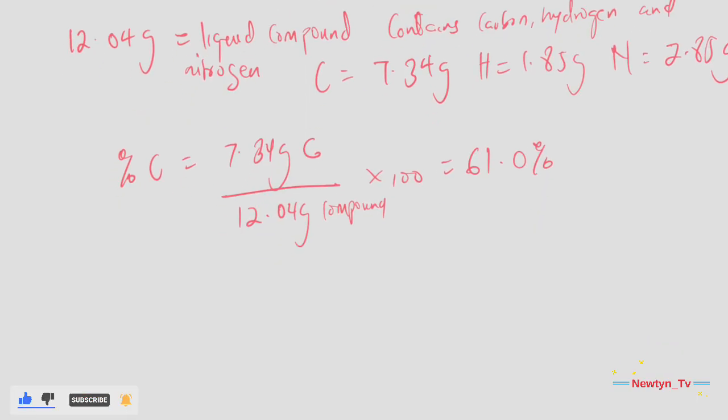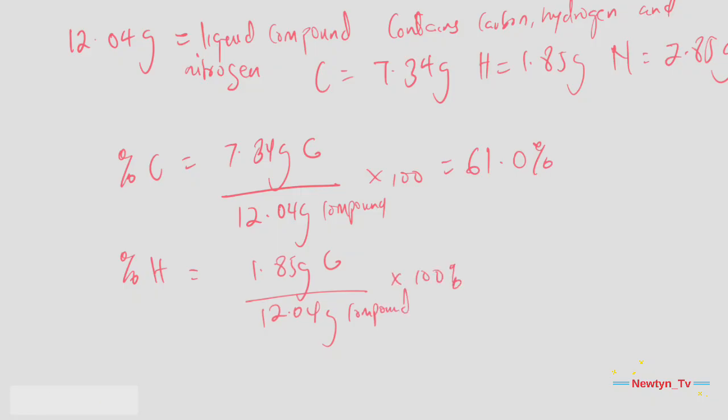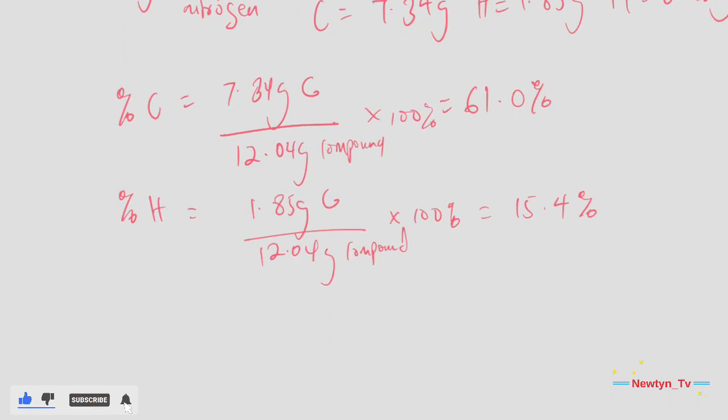What of the hydrogen? Percentage of hydrogen. So that will be 1.85 grams of H divided by 12.04 grams of the compound. Then you multiply by 100%. Now when you do that, you should get 15.4%.